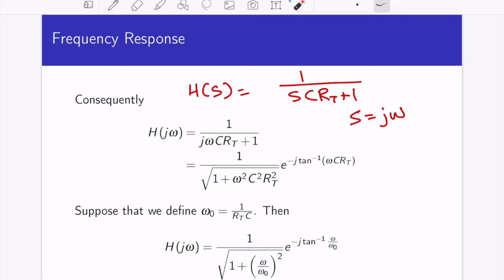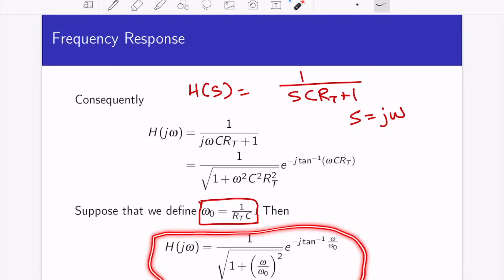So for convenience and a little bit greater understanding, we're going to let omega naught be 1 over R T C and rewrite the equation in this form. So now you can see that this omega naught, which is the natural frequency of a circuit, is integral to what's going on in the circuit at any particular frequency.